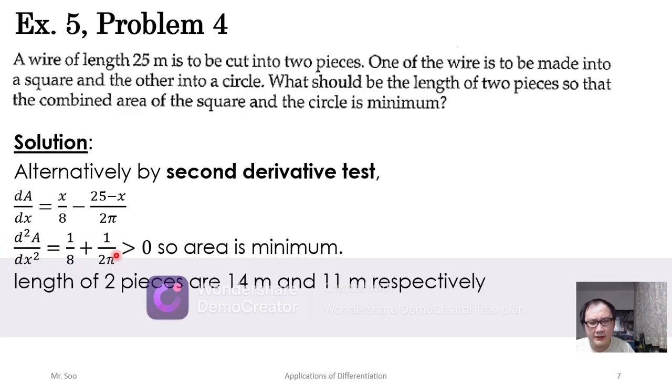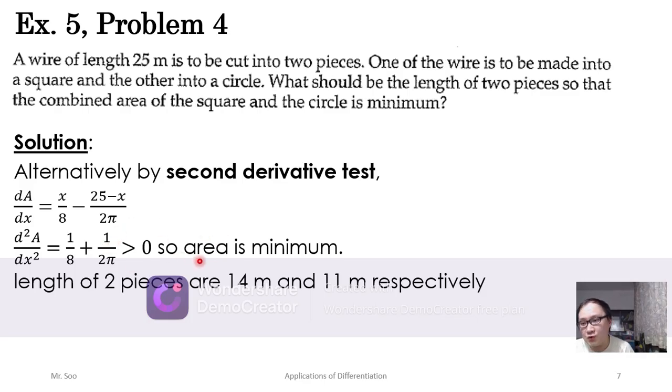And you see why I don't sub in the stationary value, x equals 14, because once you differentiate another time from your first derivative function, you realize that you get a constant. There is no x. So that is why I never sub in x equals 14 into my A double prime x, because what I get after differentiating A prime x is just a constant. From this constant, I can see that it's a positive value. You plug into your calculator, 1 over 8 plus 1 over 2 pi, and it is a positive value.